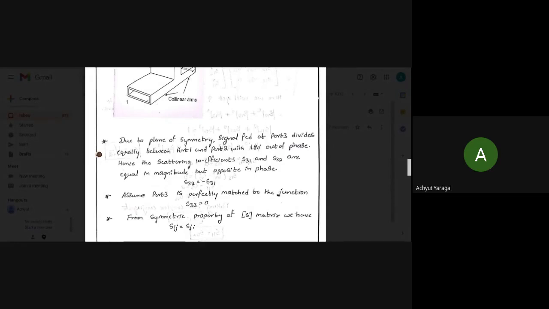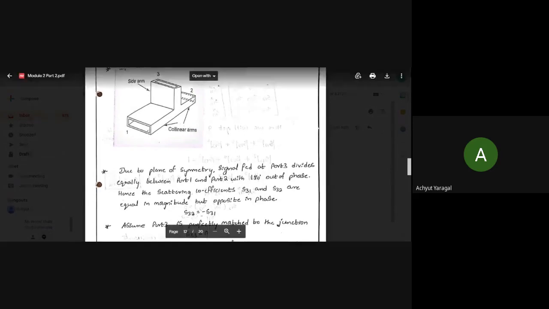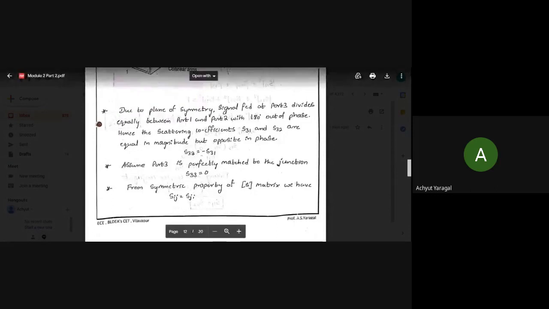Now assume that port 3 is perfectly matched. Perfectly matched means there is no reflection. For a perfectly matched junction, there is no reflection towards port 3, and hence S33 is equal to 0. We are also using the symmetry property of the S matrix: Sij is equal to Sji.